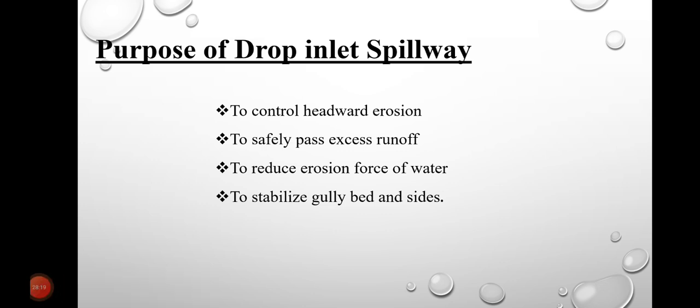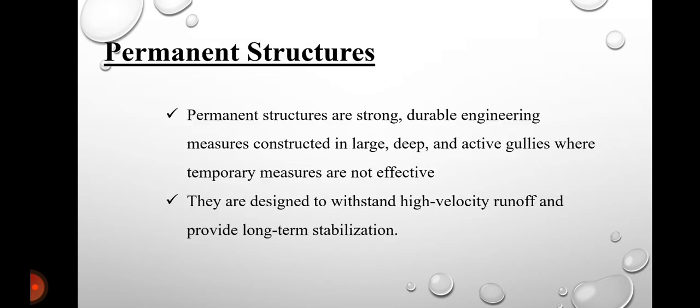It is to control the flow of water in waterways and gullies, which may prevent the soil erosion and the gully formation. It is to reduce the velocity and the energy of flowing water, to protect the agricultural land and nearby structures from runoff damage, to prevent the further deepening of the gullies, to safely discharge water into the downstream channel, to provide the long-term control of the runoff and erosion. So it is to control the headward erosion. It safely passes excess runoff, to reduce the erosive flow of water, to stabilize the gully bed and control the erosion.